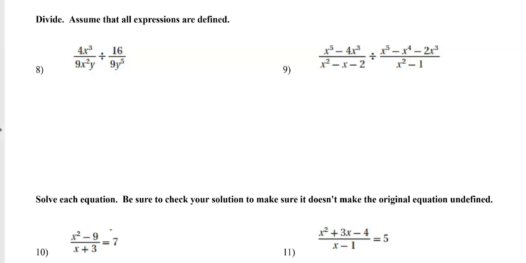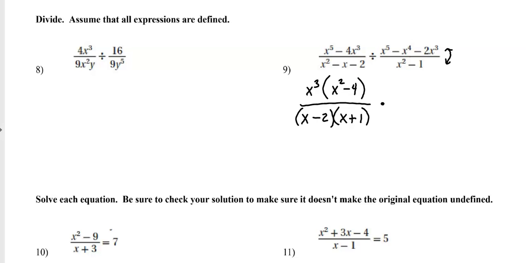So for this one, on the top, I can pull out an x to the third. And I'm going to get x squared minus 4, which I know can be factored. On bottom, that's going to come out to be an x minus 2 times x plus 1. So if you weren't good at factoring before, you're going to be really good after doing this a lot this chapter.